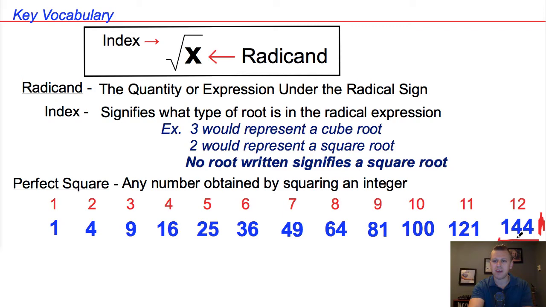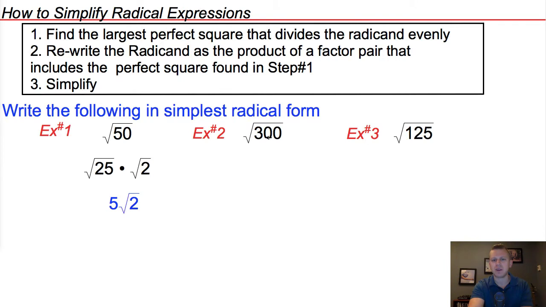Does 144 divide it evenly? No. How about 121? No. How about 100? Does that go into 300 evenly? Yes, 100 does. So 100 is the largest perfect square to go into 300.